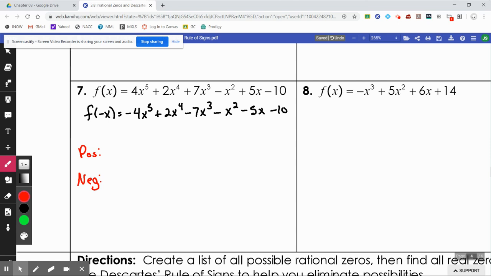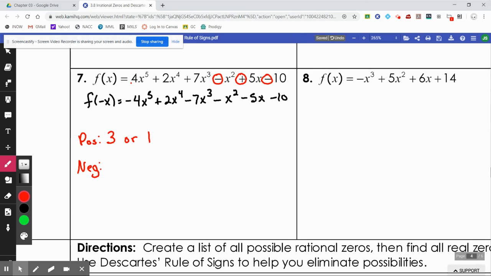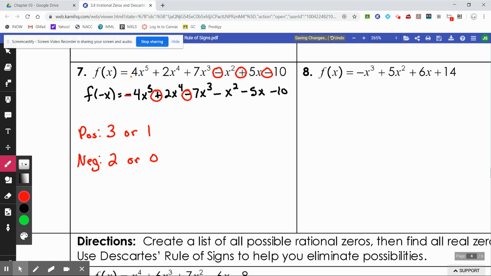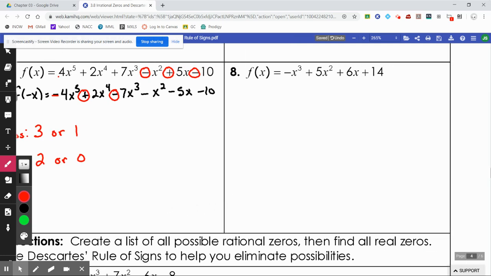Here I found f of negative x, and let's determine how many positive or negative solutions. A positive, positive, positive. Here's my first sign change, my second and my third sign changes. There are 3, or go down 2. There's going to be either 3 or 1 solution that's going to be positive. You start negative here, you go positive, there's 1, negative, there's 2, and it stays negative. So therefore you have either 2 or no negative solutions or negative zeros here.